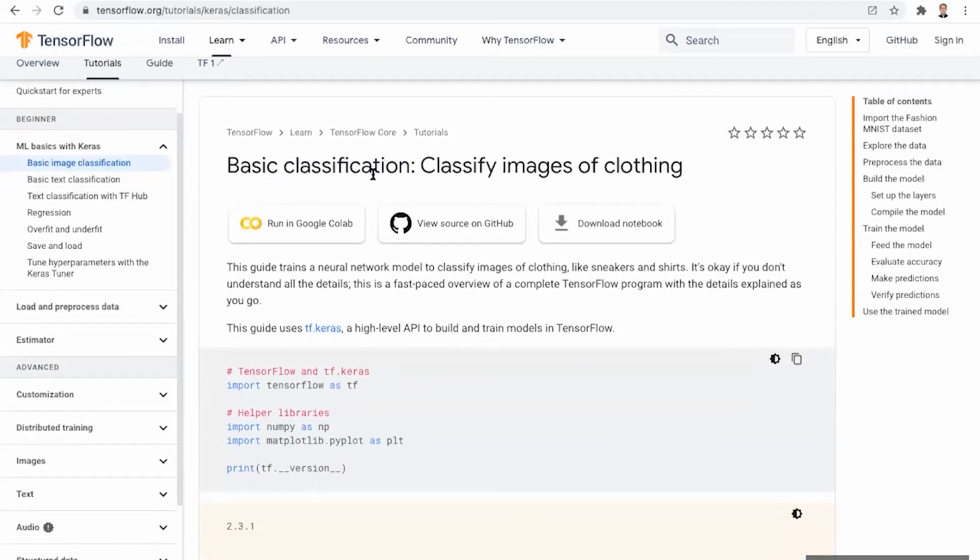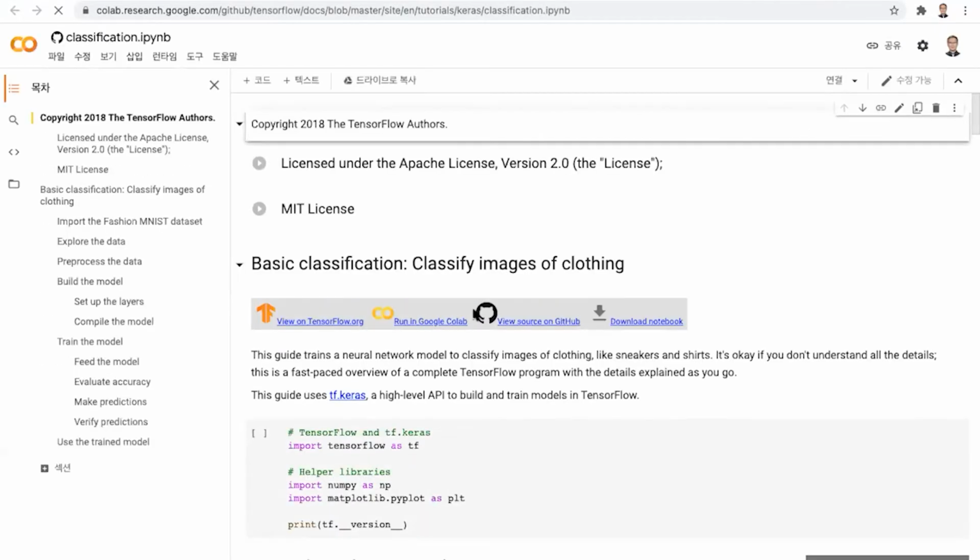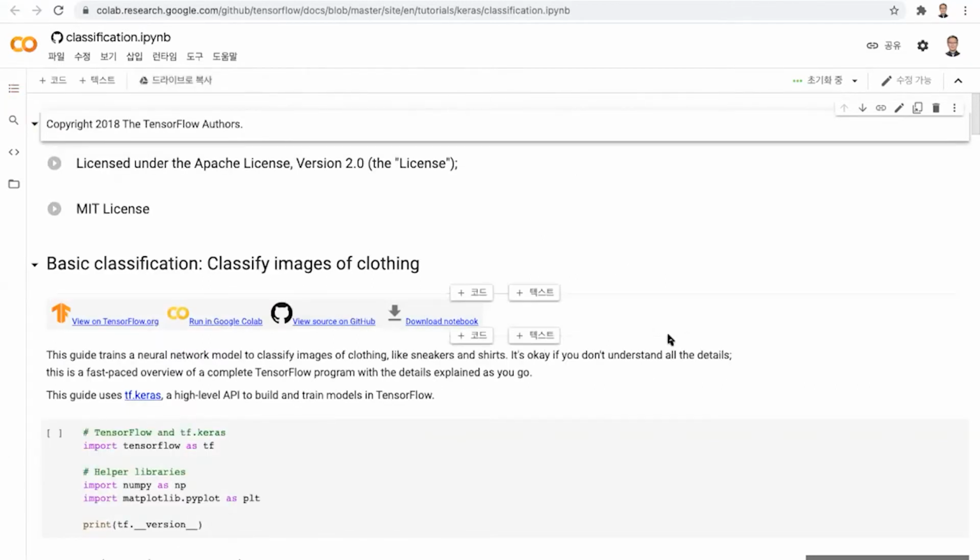Okay, so this is the basic classification: classify images of clothing. Basically this is called image classification, but the image is not important to us. It's just the data to me. So I'm going to run this code in Google Colab. Press this button, then you will see your Colab. On the left-hand side, it's just an explanation. Okay, now it is connected.